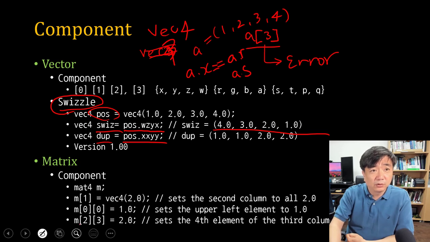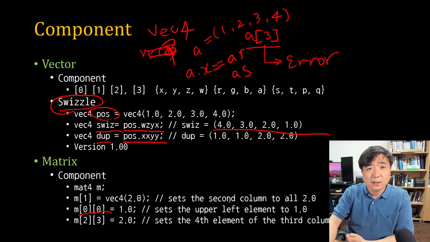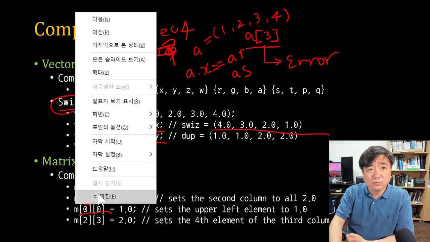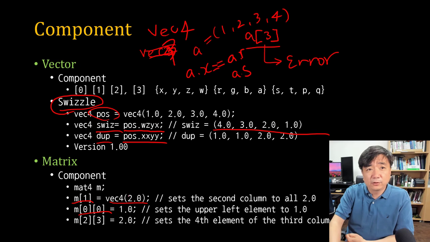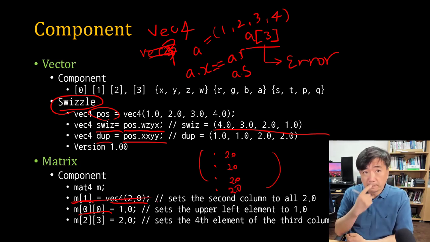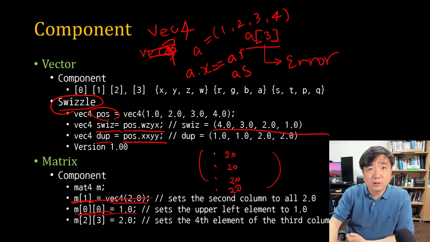In the case of a matrix, we can access it like a two-dimensional array. And we can also set it with a vector. It is column-major. So if we set M1 with a vector of 2.0, then the second column is changed, for example 2, 3, 4, and the whole second column is changed into 2. And with this command, we can access one component, for example 0, 0.